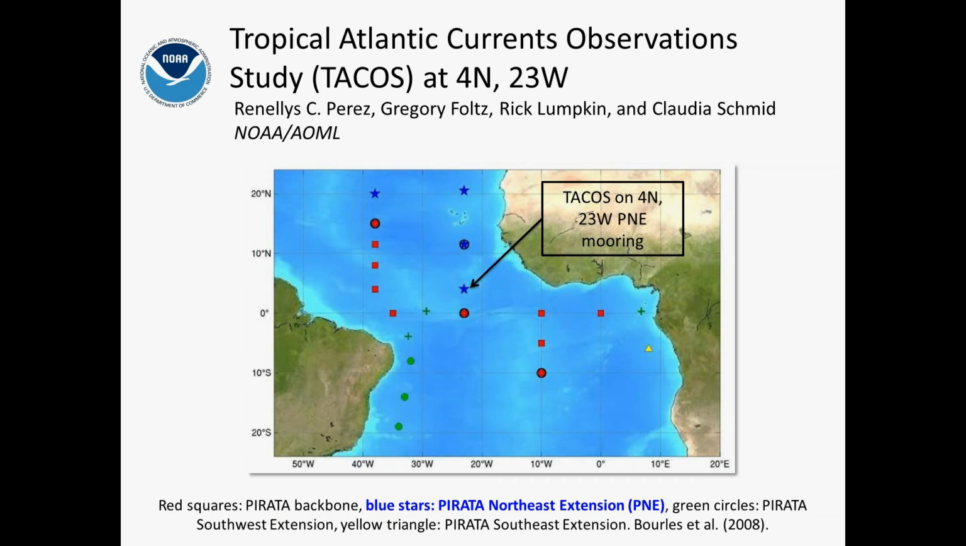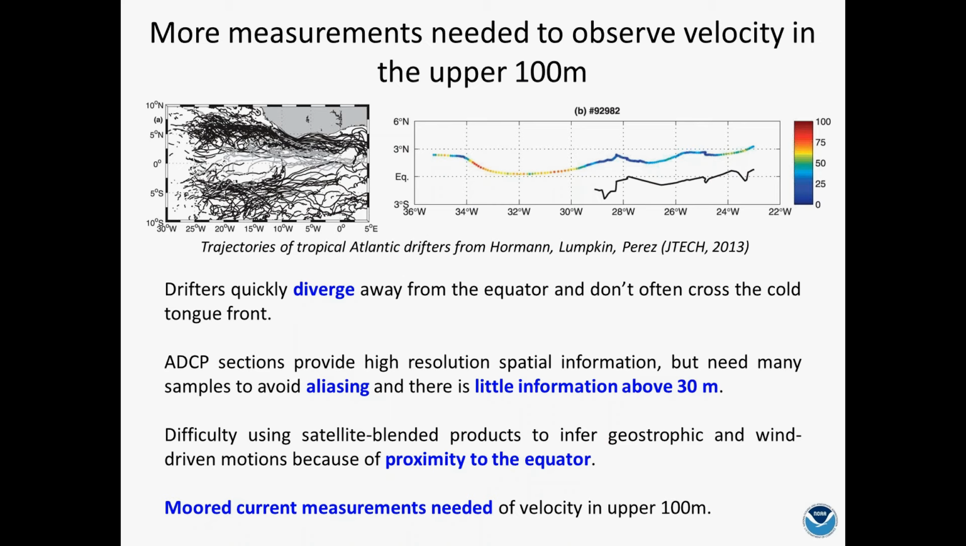So why TACOS? Why do we need current observations at 4 North 23 West? This region, it turns out we don't have very many direct measurements of the velocity, because the equatorial region is particularly difficult to sample with some of our traditional velocity techniques. This shows you the distribution of surface drifter data in the upper left panel. You see the trajectories of drifters. You see that there's not very many sensors at the equator, because when you deploy them there, and it's not for a lack of trying, the circulation quickly moves them away from the equatorial region.